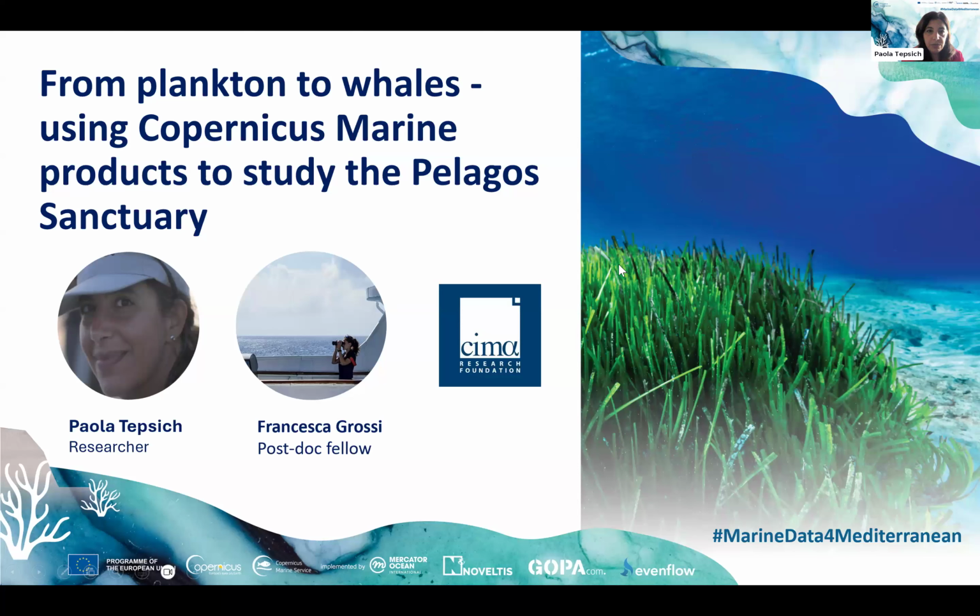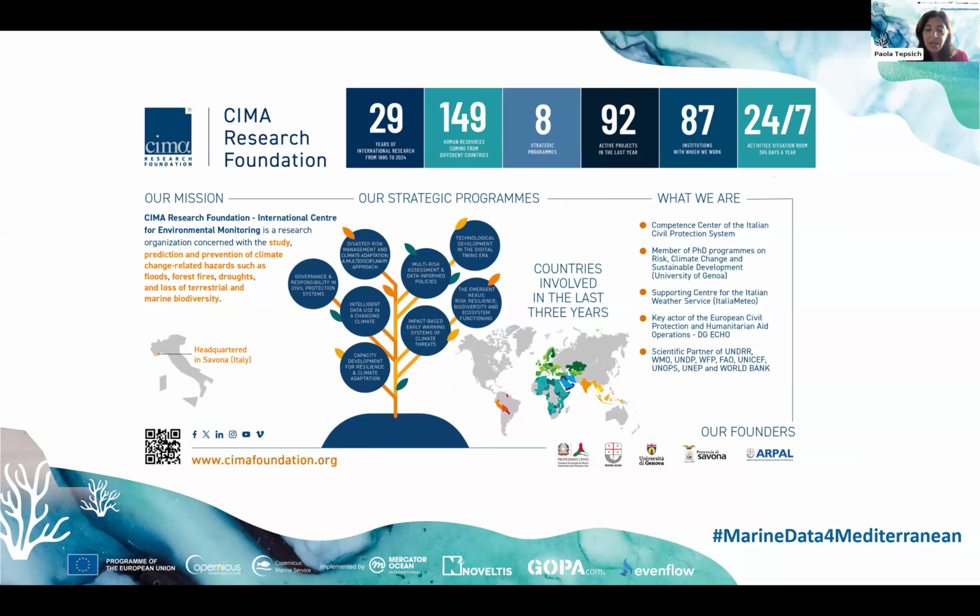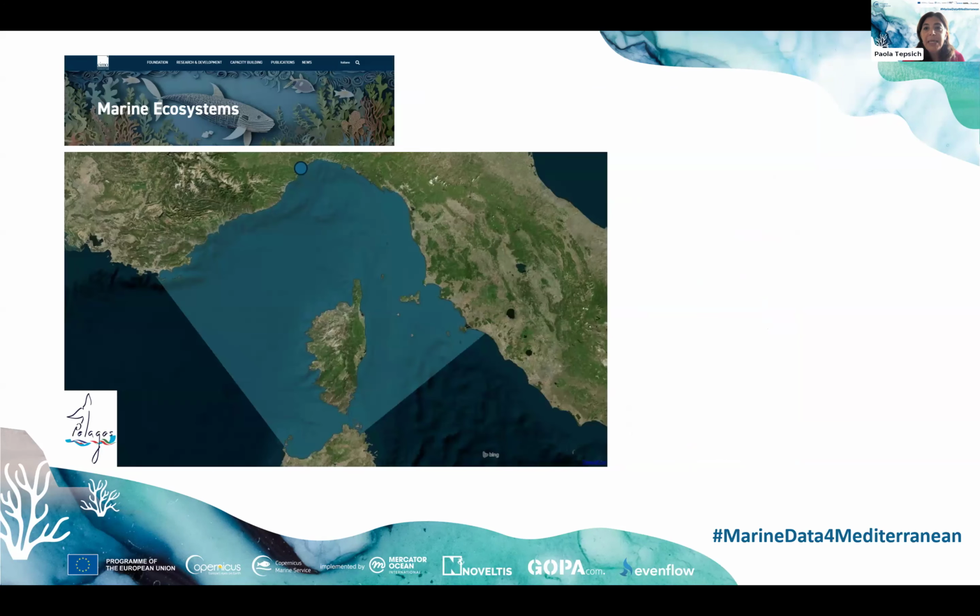First, I would like to introduce CIMA Research Foundation, a research institute based in Savona, in northern Italy, which deals with the study and prediction of the effects of climate change on different parts of the ecosystem. Specifically, Francesca and I are part of the Marine Ecosystem Department, and we analyze and seek to understand the effect of climate change, especially in the marine realm, with a focus on the high seas, the pelagic areas.